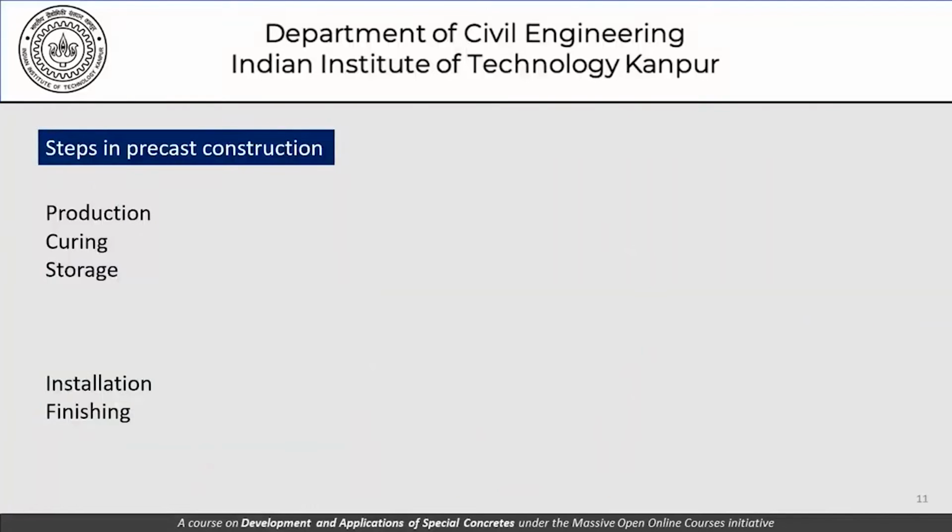In summary, if we want to consider the steps in precast construction, obviously there are production, curing, storage, installation, and finishing. You would imagine that I have separated these two because this stage happens in the plant. We produce these members in the plant, cure them, store them, and the installation and finishing happens at site. In between these, there is the stage of transportation.